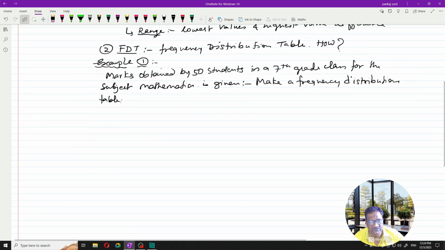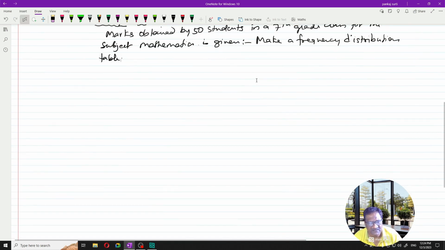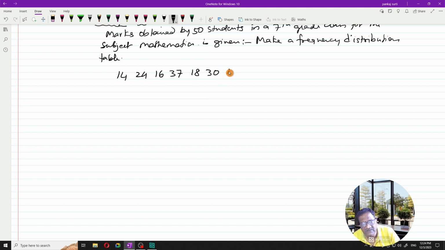The marks obtained by the 50 students are 14, then 24, then 16. This will take quite some time, but let it be. I'm going to write down the entire thing for you. 30, 42, 38, then 44, then 32, and then 5. So these are 10 students' marks in one row.